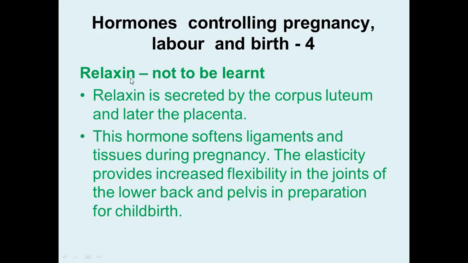Okay, and then just for interest's sake, a hormone called relaxin. And relaxin is secreted by the corpus luteum and later by the placenta. And it softens the tissues and the ligaments during pregnancy. And it provides increased flexibility in the joints of the lower back and the pelvis in preparation for childbirth. Because remember that there needs to be a little bit of slackness in the joints of the pelvic girdle to enable the pelvic girdle to widen a little bit as the baby passes through during labor.